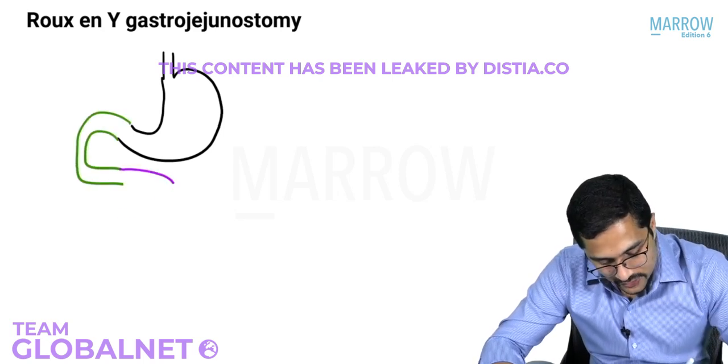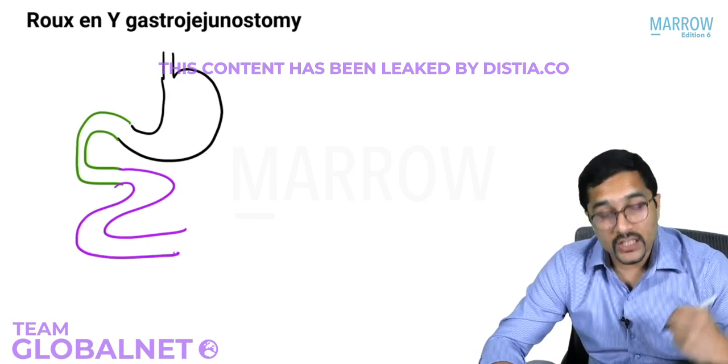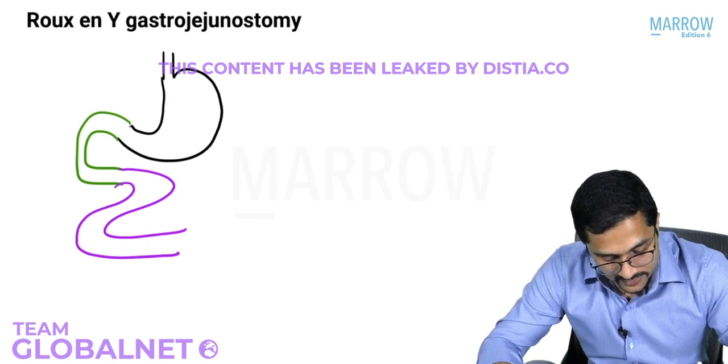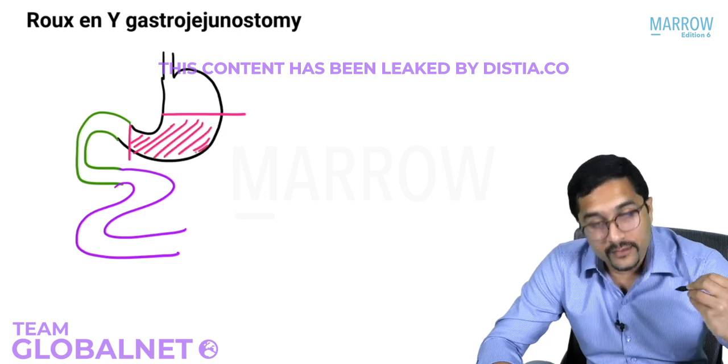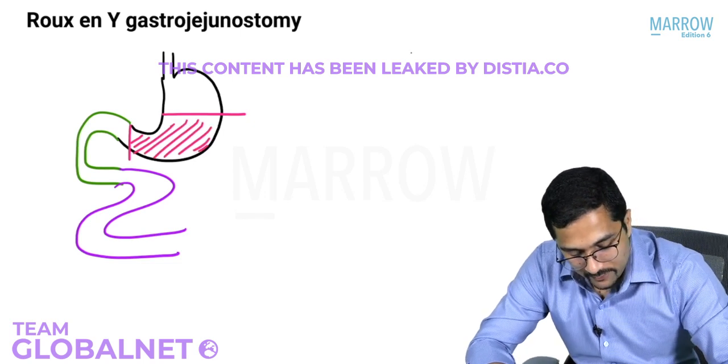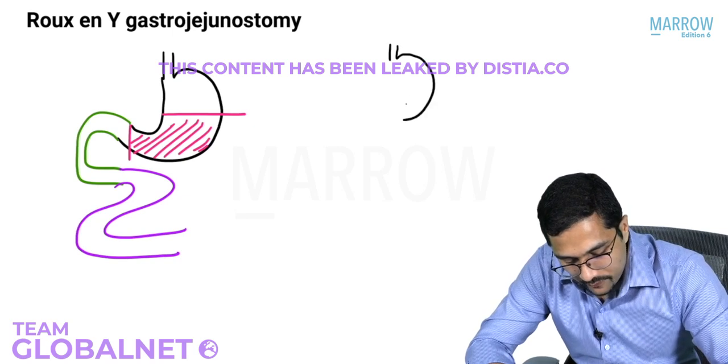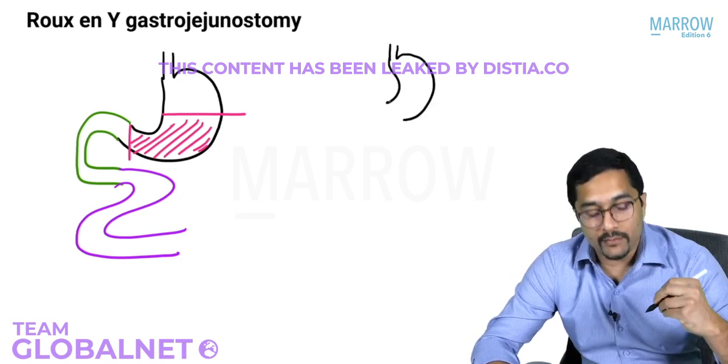This is the jejunum. Again, I've done a subtotal gastrectomy. A large portion of the stomach has been resected. This much stomach I've resected. So what am I left with? I'm left with the cut portion of the stomach. This is the cut portion of the stomach which I'm left with.